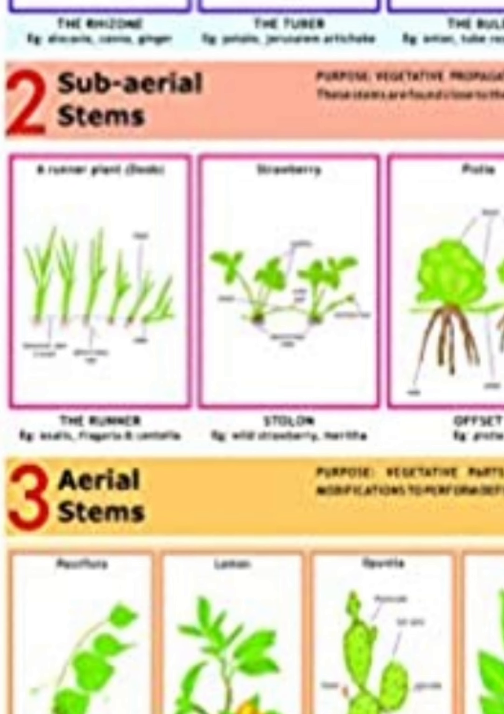Then there is the subaerial stems. These are usually between the underground and above ground. They usually use the underground part to reach for water and to spread more seeds easily.